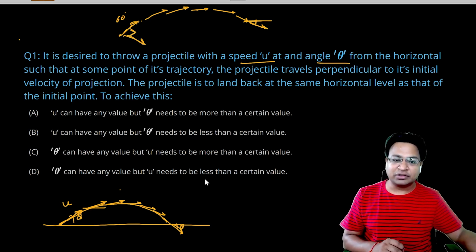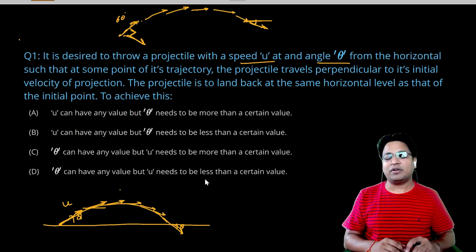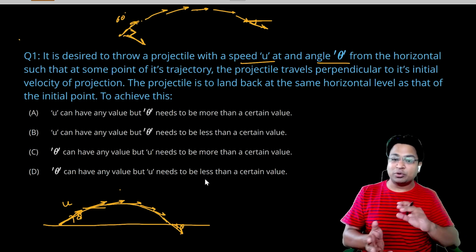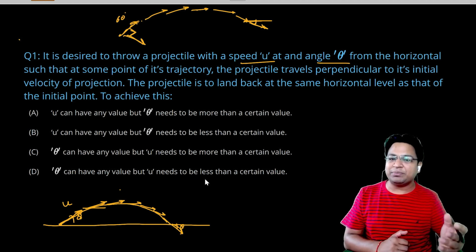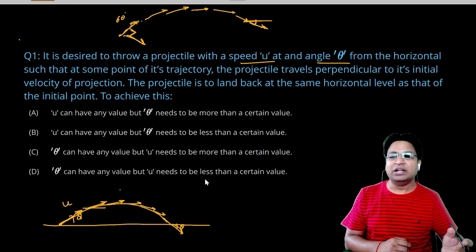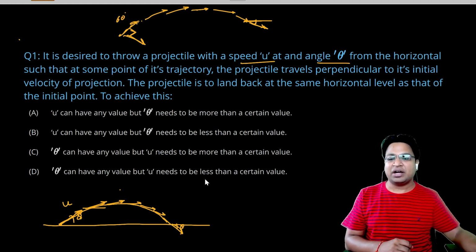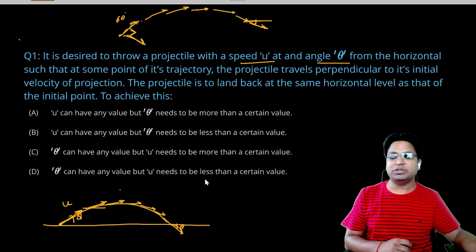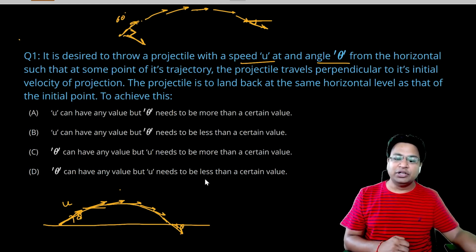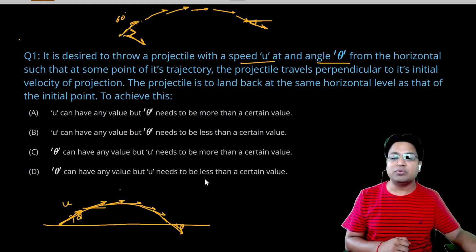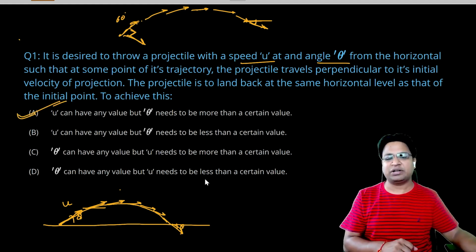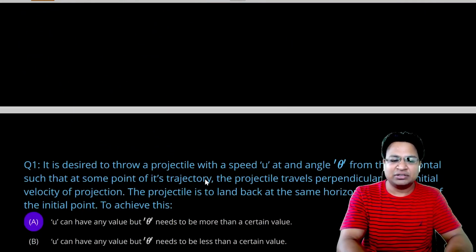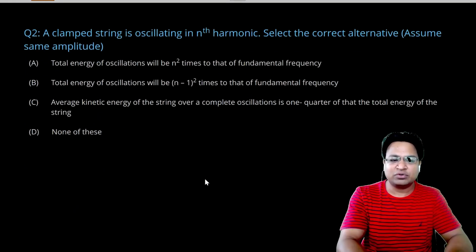So for the velocity vector of the projectile at any point of its motion to become perpendicular to its initial velocity, the angle of projection we have to keep above 45 degrees. If we have done that, then we will certainly get a situation when the velocity becomes perpendicular to the initial velocity. Therefore, theta needs to be more than a certain value, and that value is 45 degrees. So option A would be the right one here. All right. So this question will have answer as A. We'll go to the next question now.